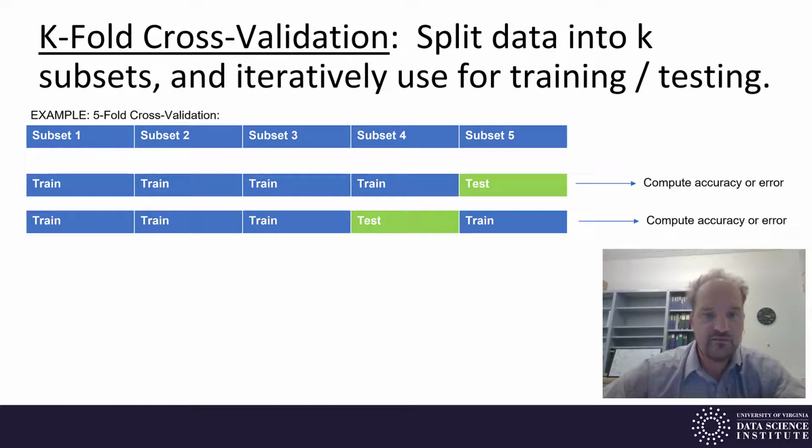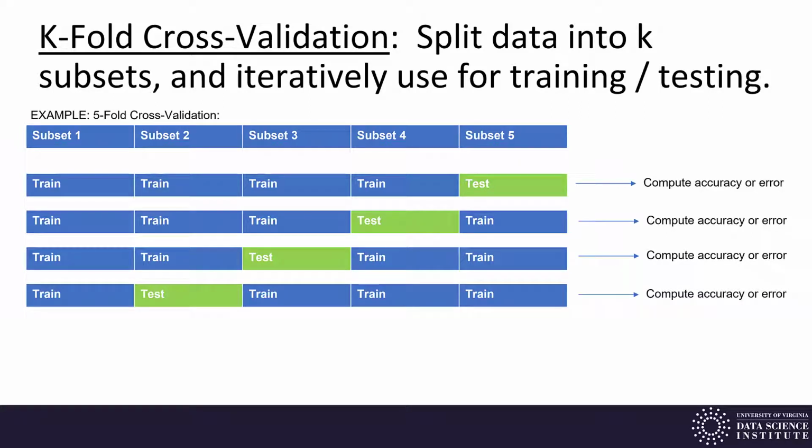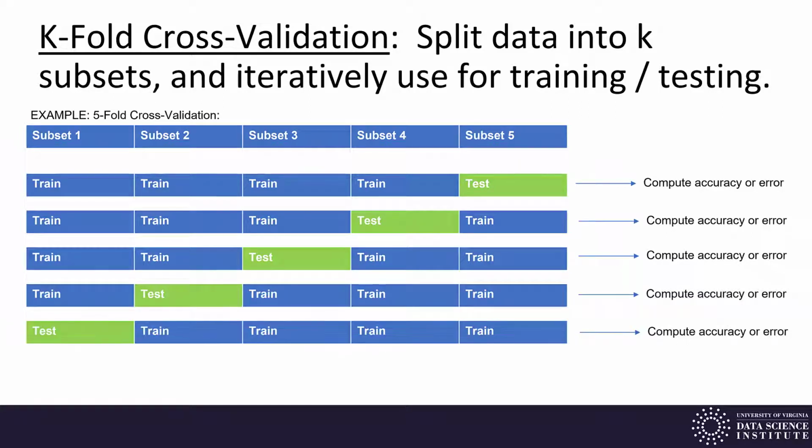Then we train on a different set of 4 and use a different subset for testing, and we use subset 4 as our test data. The next time we go through, we use subset 3 as our test data and the rest for training, and subset 2 for our test data and the rest for training, and then subset 1 for our test data and the rest for training.